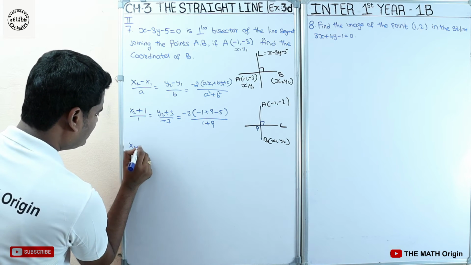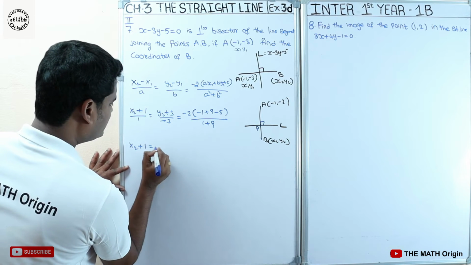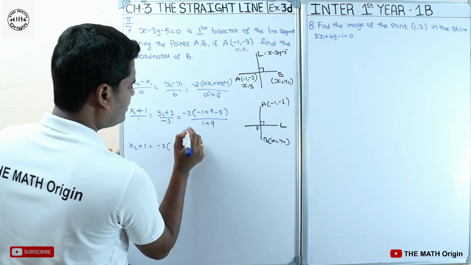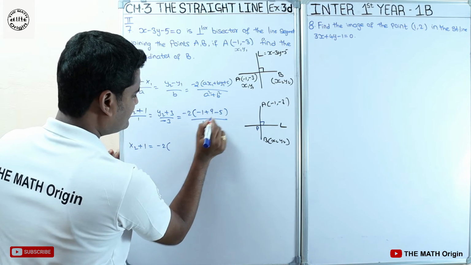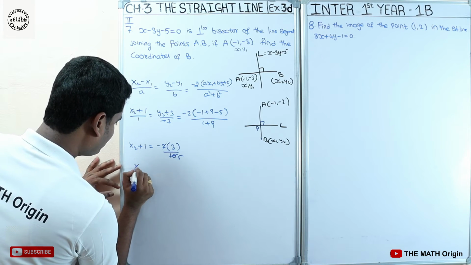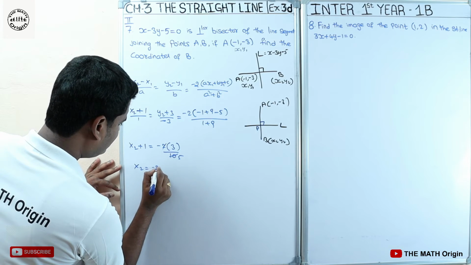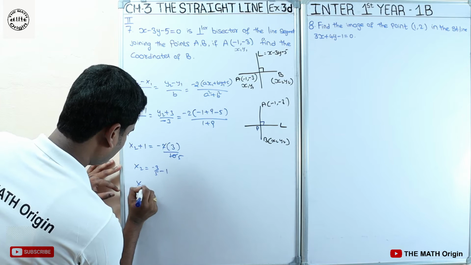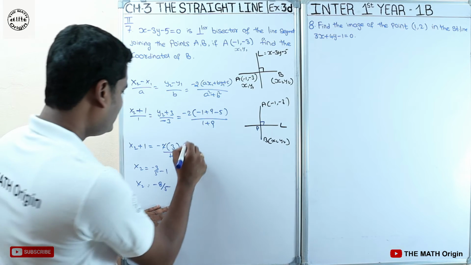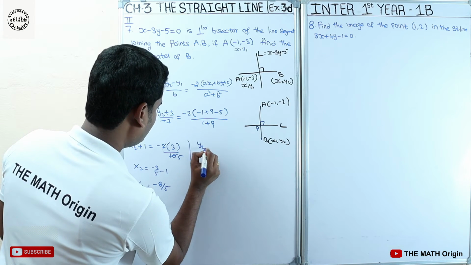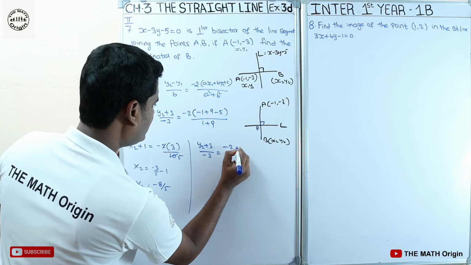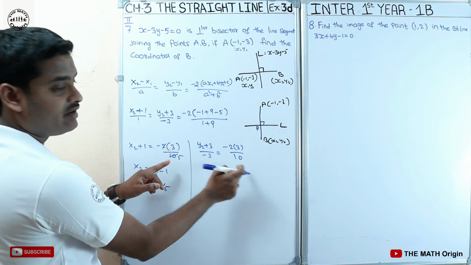So x2 plus 1 is equals to, the value is here, minus 2 into 9 minus 6 is 3 by 10. 2 ones are 2, 5s are. So x2 is equals to minus 3 by 5 minus 1. x2 is equals to minus 8 by 5. x2 is the value minus 8 by 5. And let's find out the y2 value. So y2 plus 3 by minus 3 equals to minus 2 into 3 by 10. The same value I have written over here.